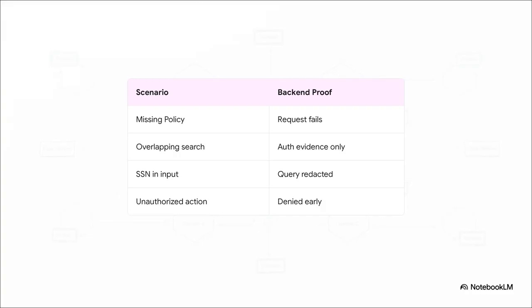Now, this failure matrix here serves as your ultimate release checklist for deterministic negative testing. Because real security claims require negative tests, you have to actively test a missing policy to guarantee it fails closed. You test overlapping searches to prove cross-tenant leakage is mathematically impossible. Submit an SSN just to verify it gets redacted downstream. These deterministic tests are your real release gate, not just a successful happy path demo.